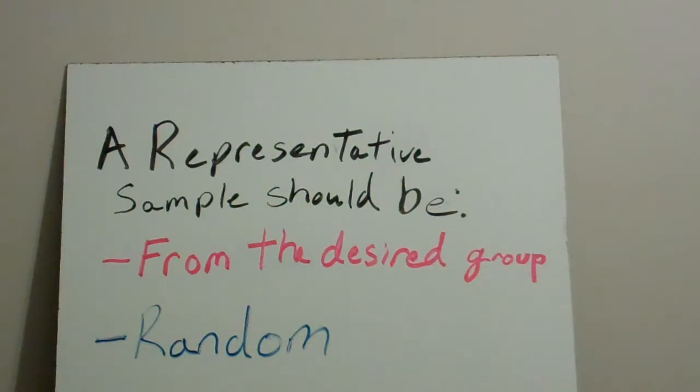Second, it should be random. What that means is that there should be some way to make sure that every member of the population has an equal chance to be part of the survey. If you're only choosing certain people from that population, that is not a random sample.